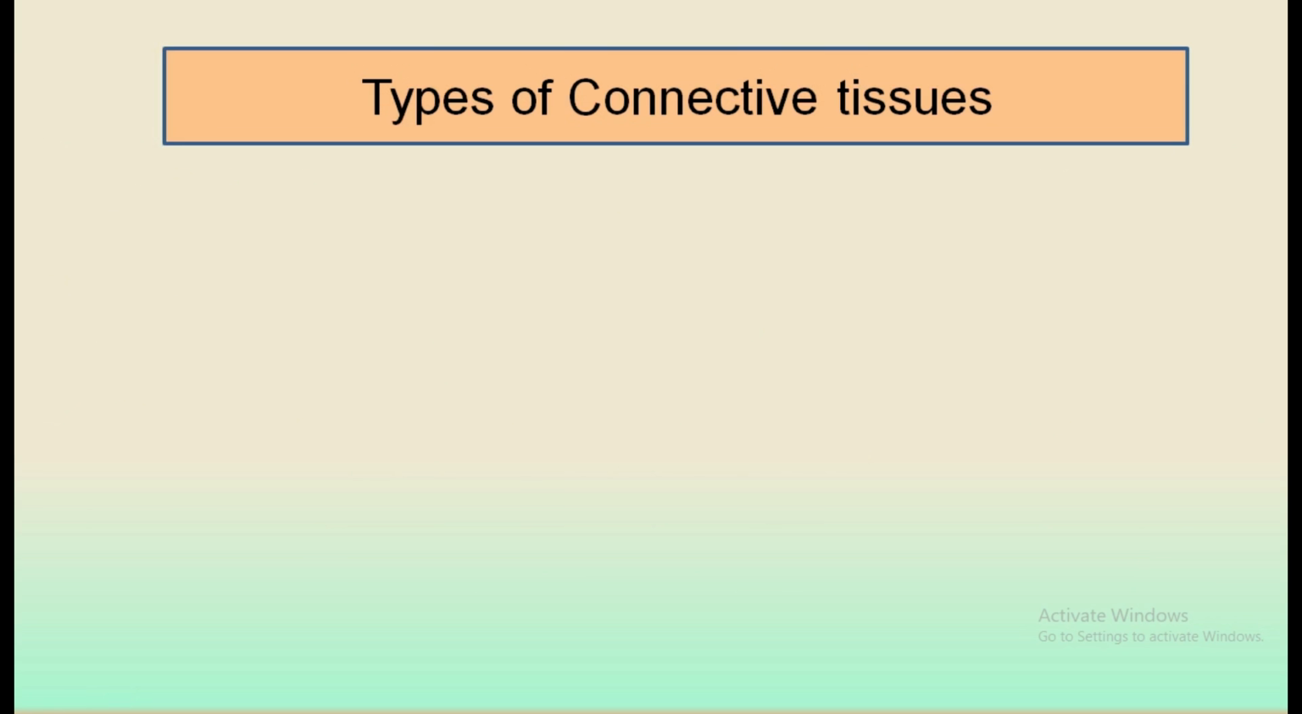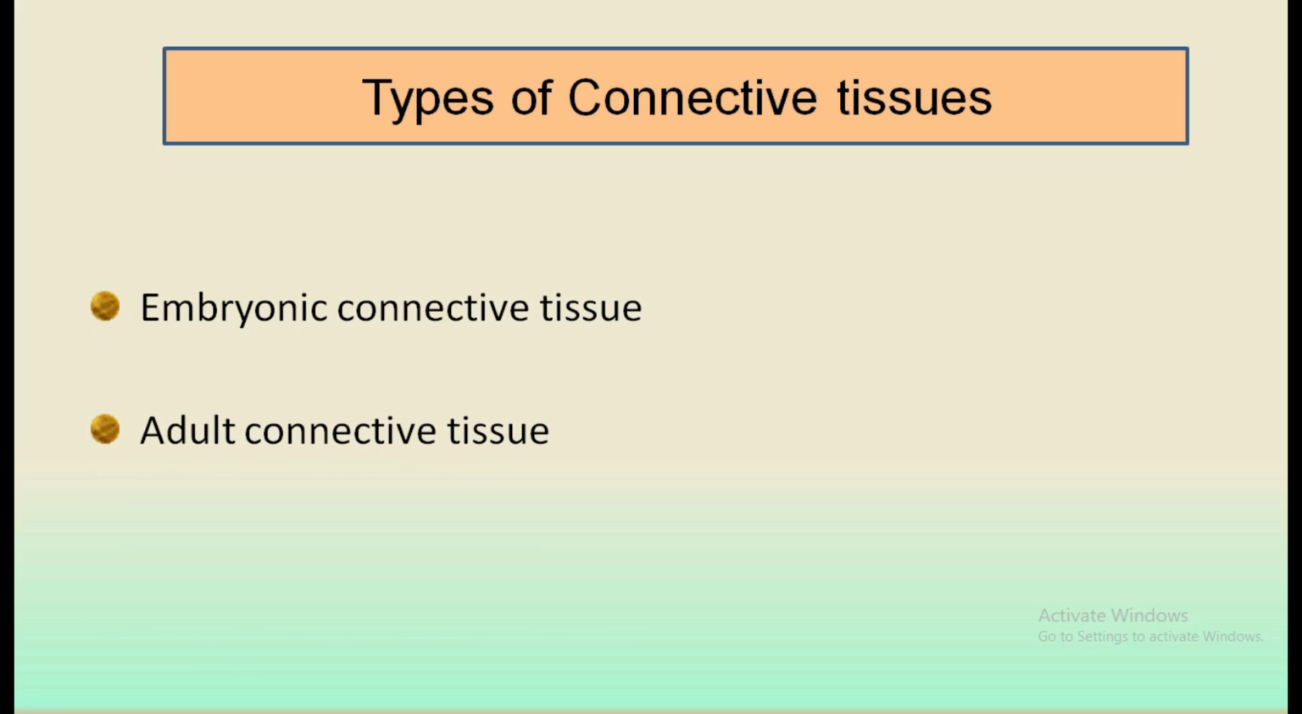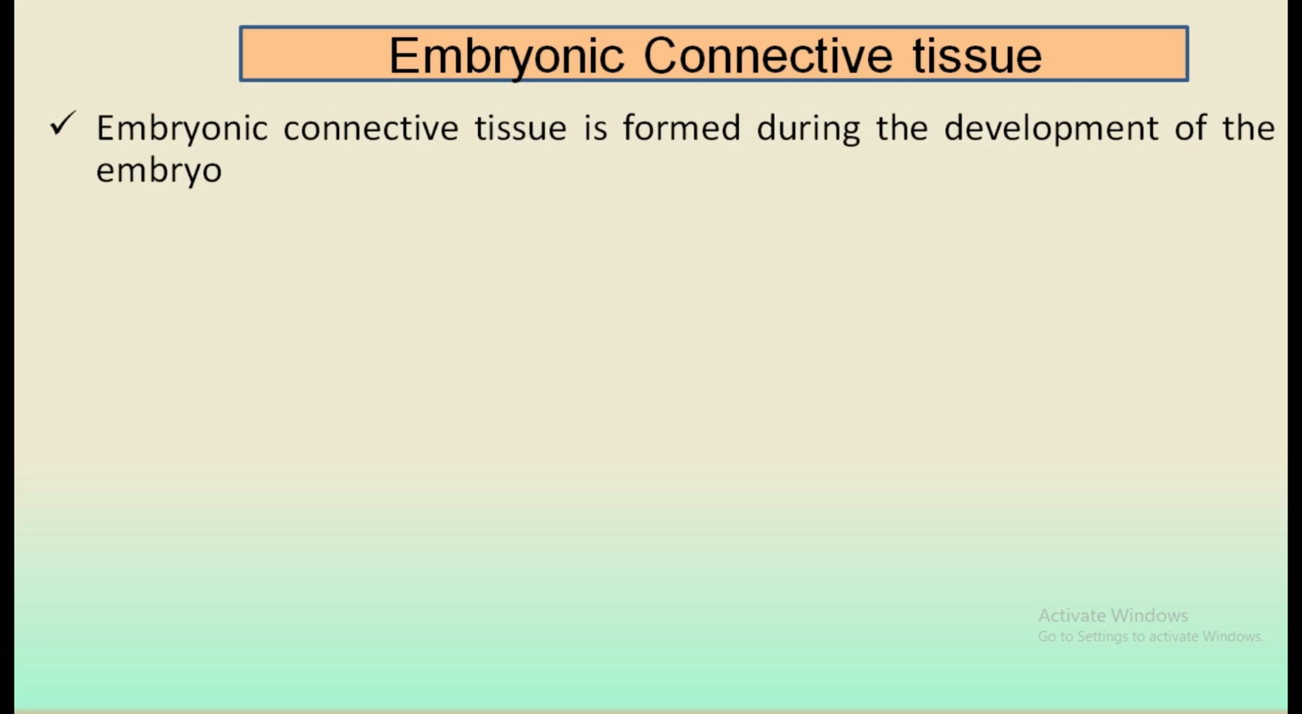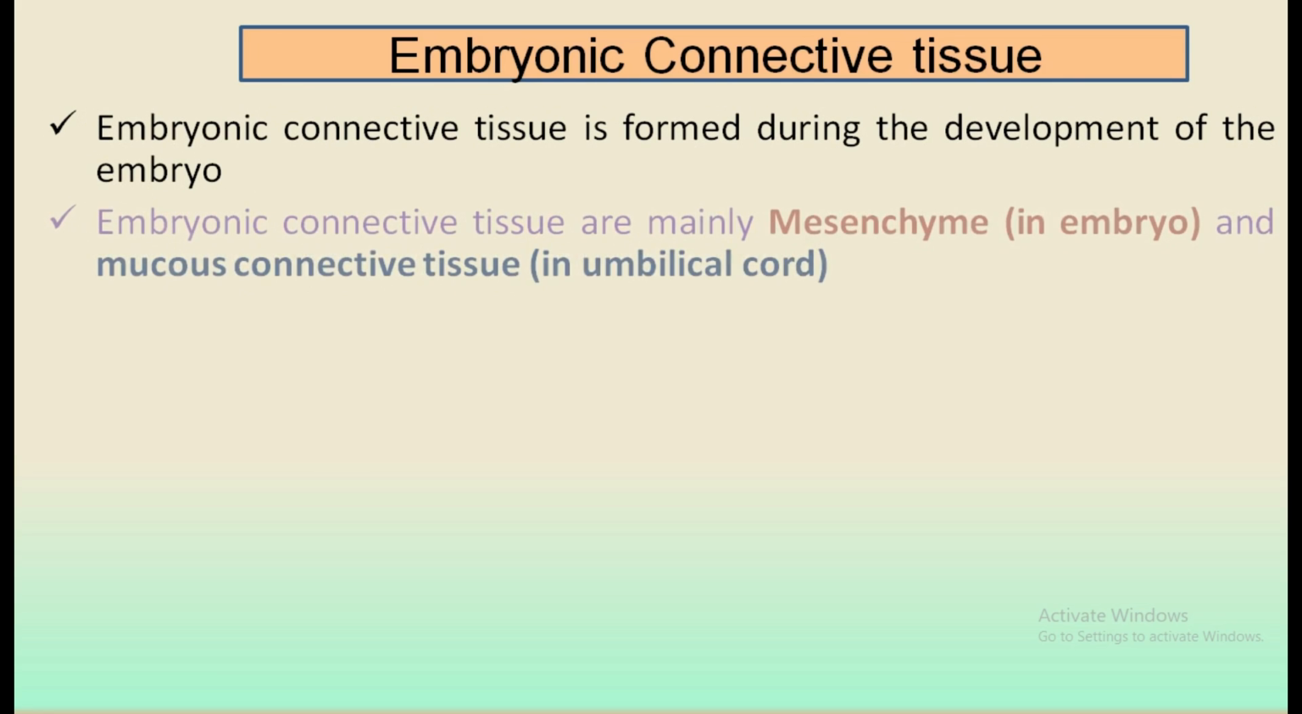So let us see the different types of connective tissues. We can divide connective tissues into two types: the embryonic connective tissue and the adult connective tissue. The embryonic connective tissue is formed during the development of the embryo, and it is mainly of two types: the mesenchyme in the embryo and mucous connective tissue in the umbilical cord.